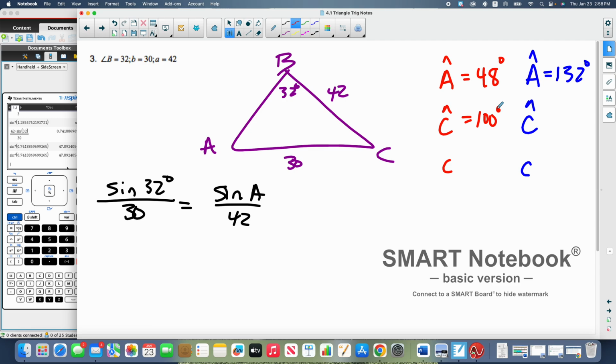Now, let's try 32, 132. So I have 32 there, and I have 132 here, which adds up to 164. Is there room for a third angle? Yeah, not a whole lot, but there's room. So it's 16. Okay? So I'm making two triangles here. I'm going to make a red triangle as an option. I'm making a blue triangle could be an option.